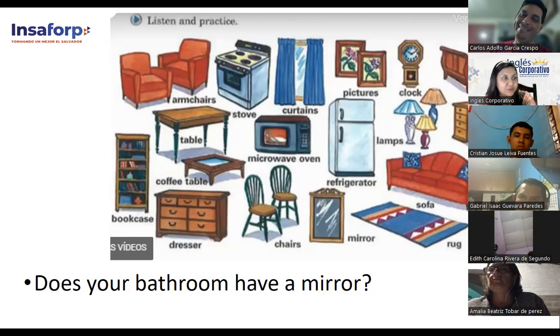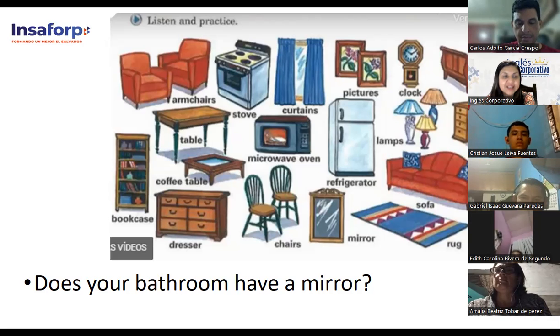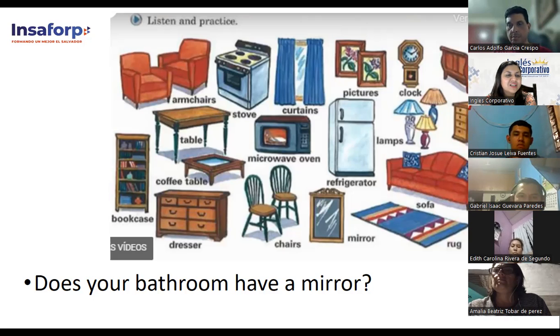Okay, make questions, please. Type questions in the chat to practice the use of does. Okay, does your house have a garage? Yes, it does. Does your house have a refrigerator? Yes, it does. Does your house have some windows? Yes.